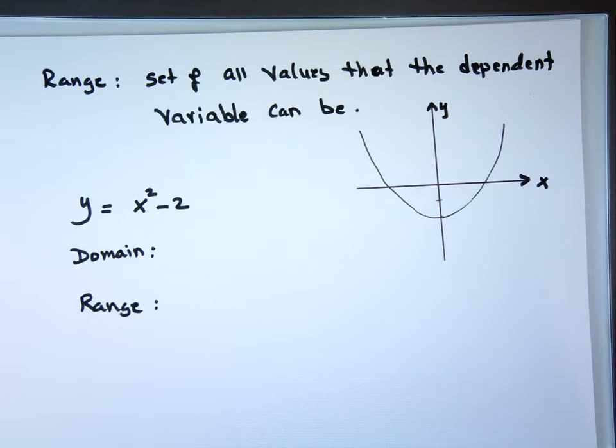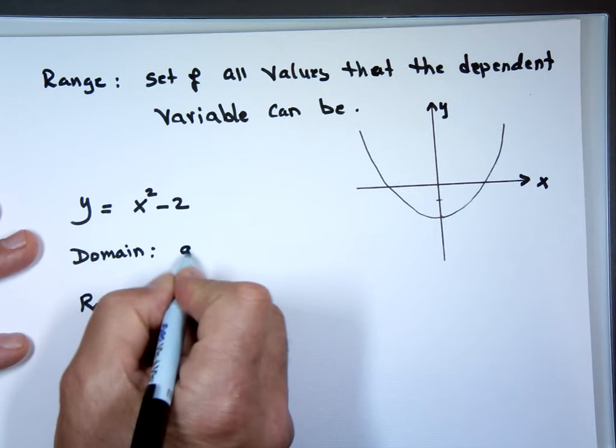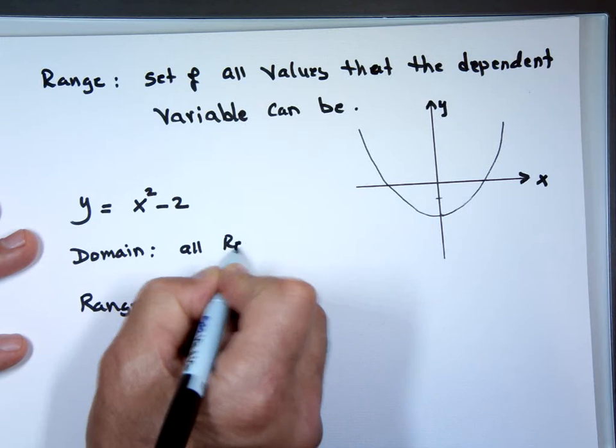What's the domain? Is there any x value that we can't use here? So it's all real numbers.